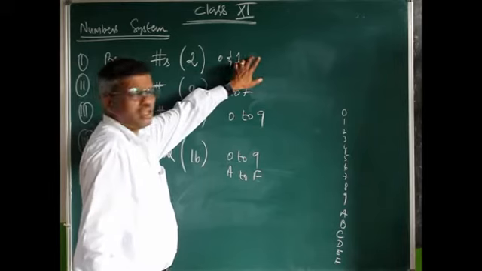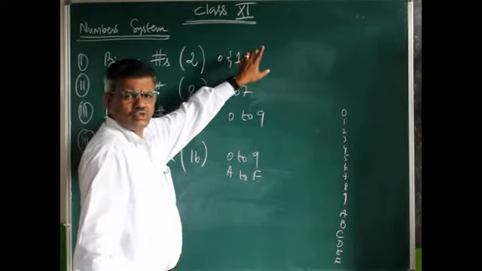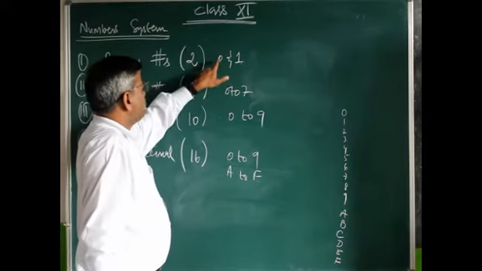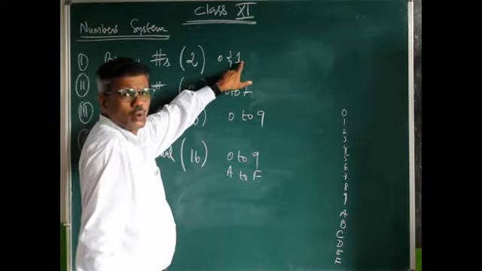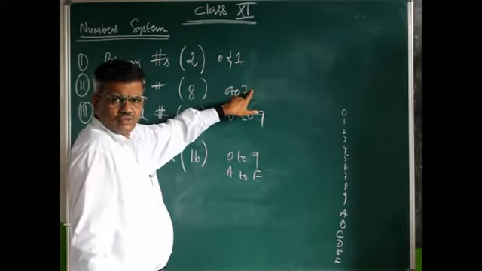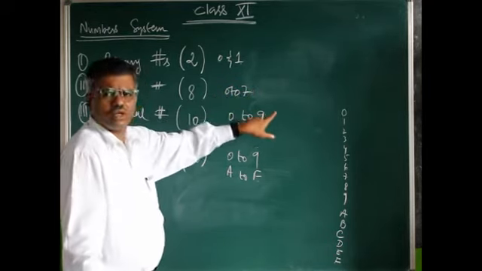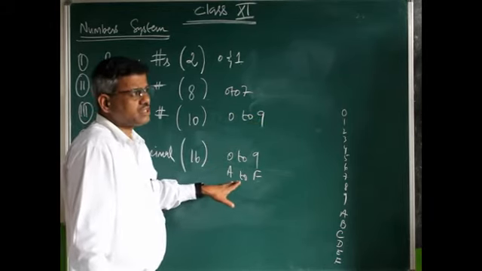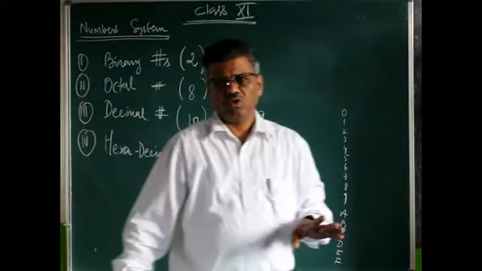Can I use a digit 3? Can I use a digit 2? Can I use a digit 8? No. In binary, you will be allowed to use only zeros and ones. Here you will be allowed to use 0 to 7, 0 to 9, 0 to 9 and A, B, C, D, E and F. That's all.